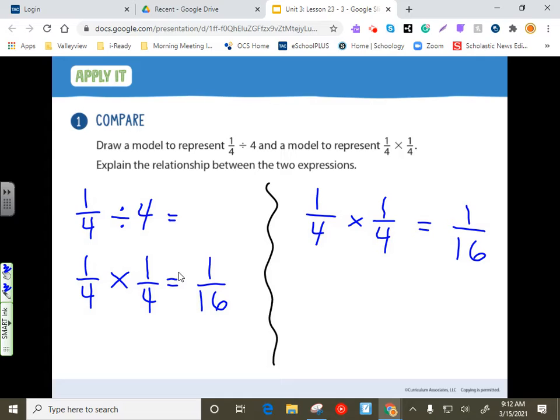So it wants us to talk about the relationship between the two expressions. Well, the relationship we can see right here is that this division problem will become this once we change our terms. So they're directly related like that.